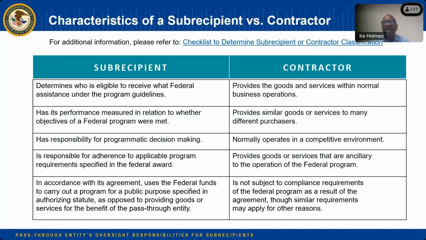Now, if you notice on this page, I don't have a delineation for uniform guidance, because it's not required in uniform guidance that you document how you made the determination between subrecipient and contractor. However, I strongly advise that you document how you did it and you maintain that documentation.